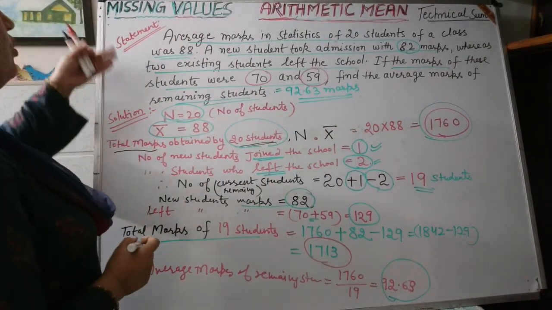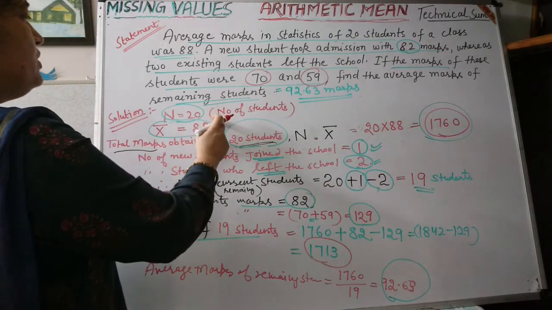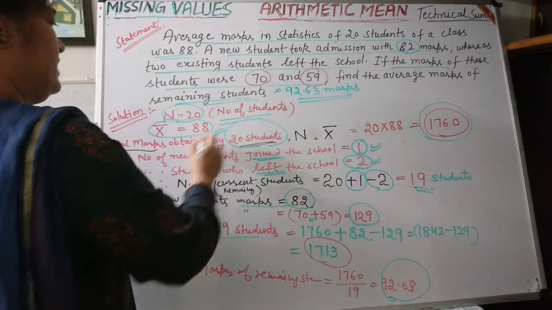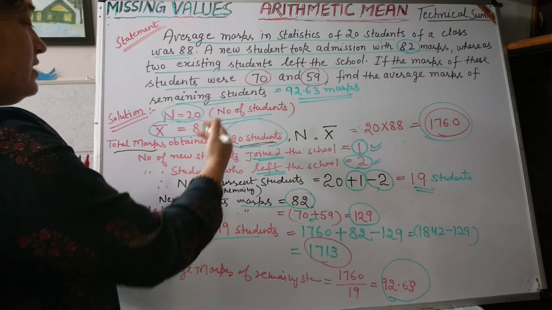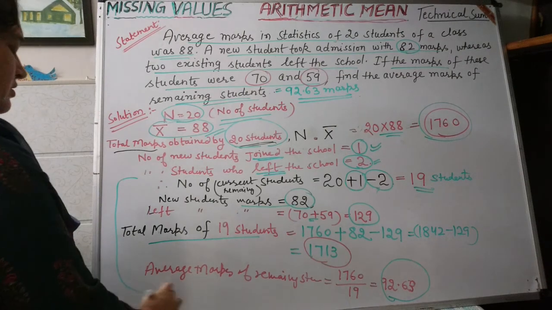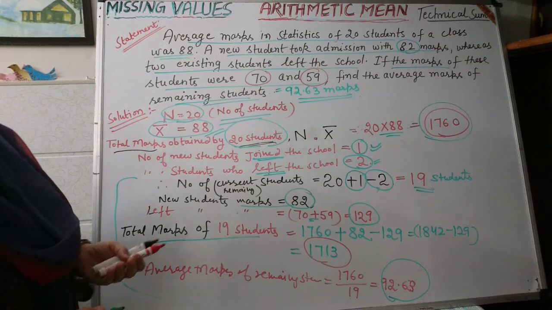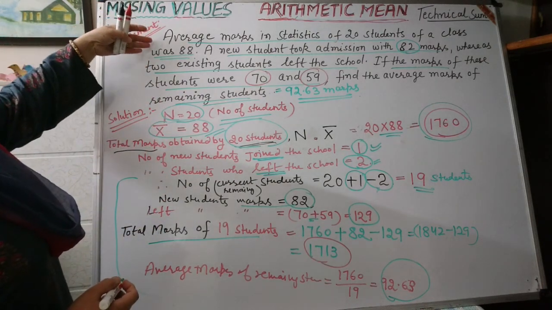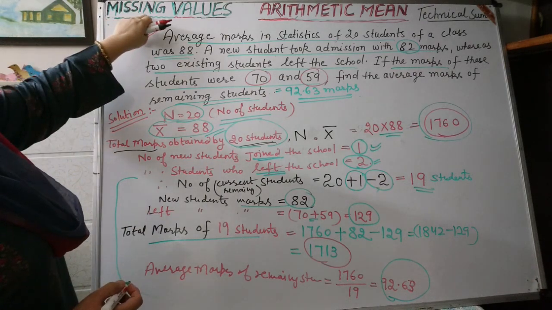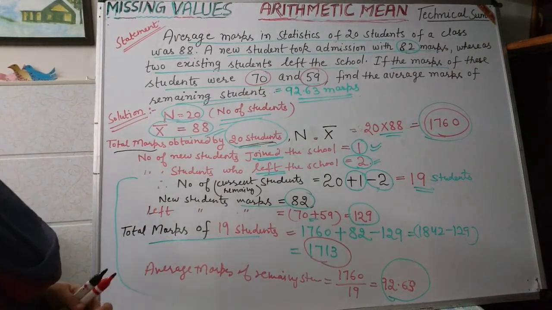So for the calculation of any missing values, let us first of all write down whatever information is given. As we are writing the information, step by step we are applying the formulas, and ultimately we will calculate the missing values. So in this way we can calculate any missing value related to combined arithmetic mean or corrected arithmetic mean, or instead of missing values, missing frequencies will also be there, so we can calculate all the values.